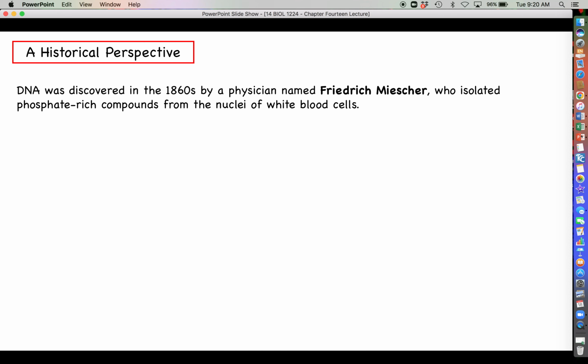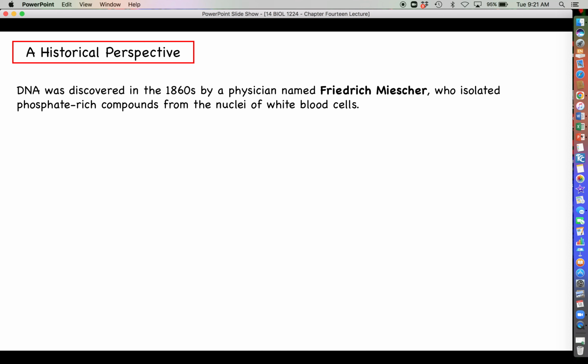Okay, so DNA was discovered back in the 1860s by a physician named Friedrich Miescher. So basically what he did is he took a blood culture and he isolated the white blood cells, and then he was able to lyse these cells. And what he did is when he took a nuclear fraction, he was able to isolate phosphate-rich compounds out of these white blood cell nuclei.